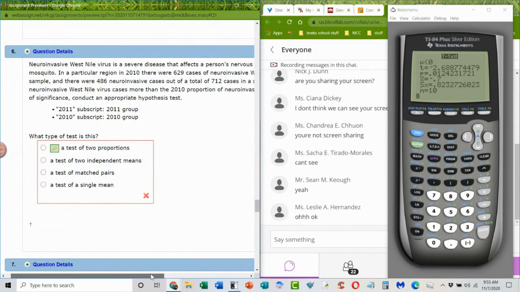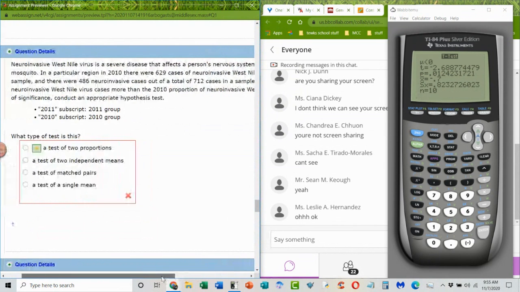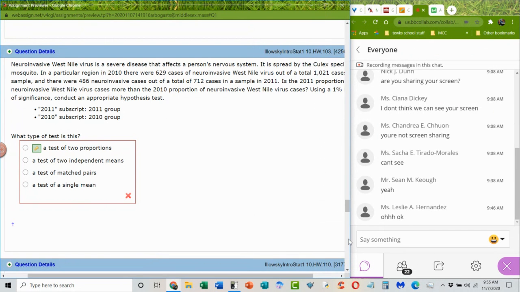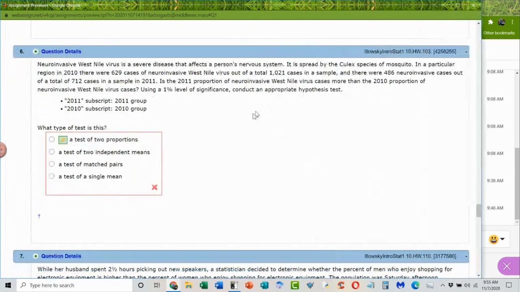So, West Nile. This is just asking you: do we have proportions or matched pairs or means or a single mean or two means? They tell you all kinds of good stuff about West Nile virus, the Culex species of mosquito. I'm not sure why anybody would care about that stuff.